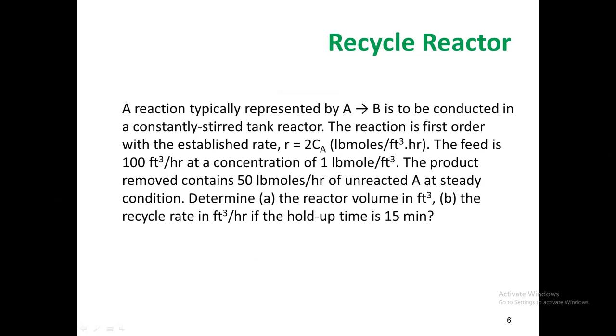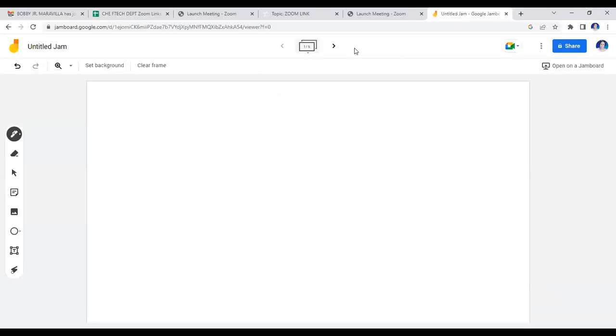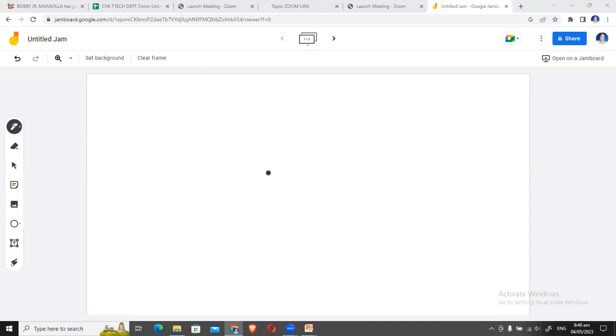So this is our sample problem, our last sample problem. Let me go back to the Jamboard so we can write the solution for this. Okay, so given. So this time you're going to write a CSTR. So not a plug flow reactor.